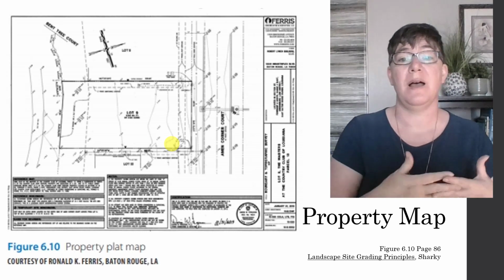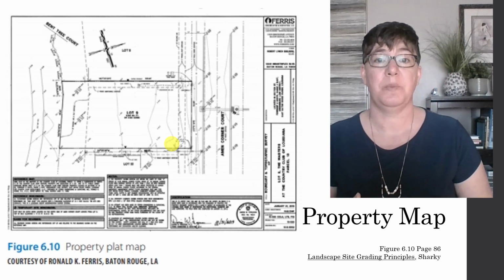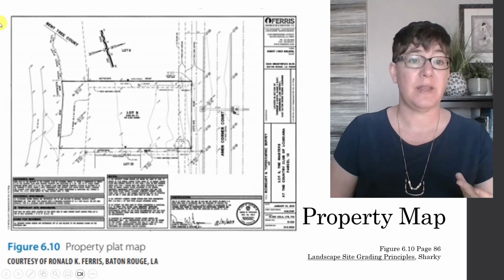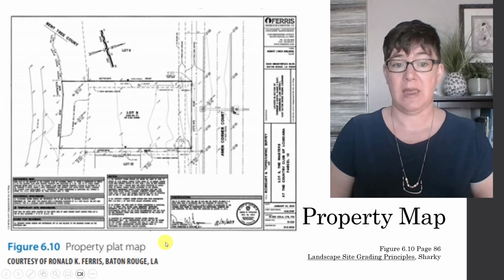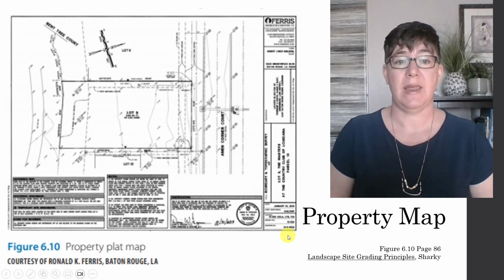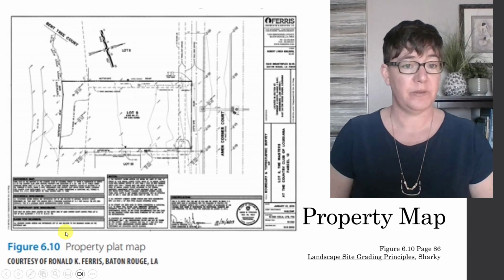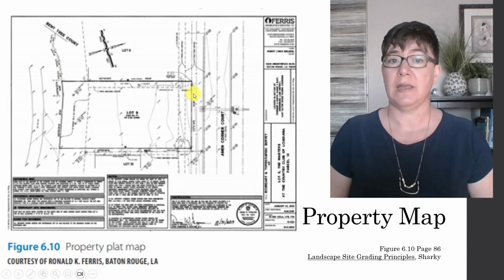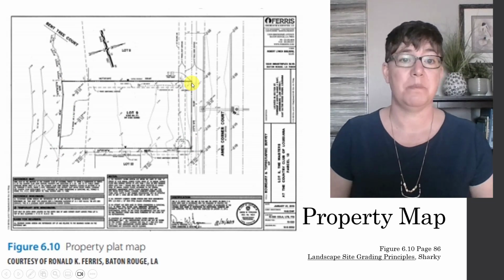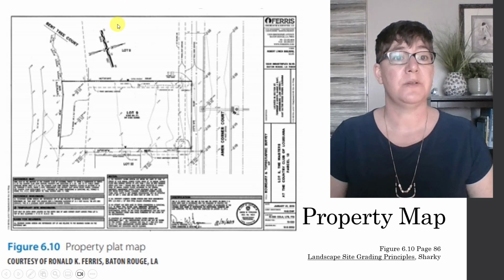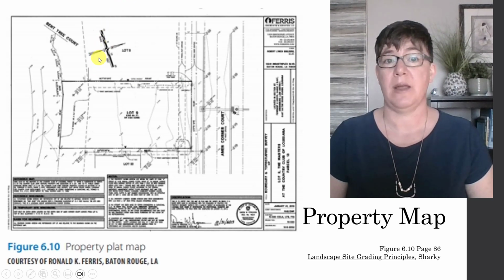Here's the example of a property map from your textbook. And I do apologize, it's very blurry, but at least you can see that there is a sheet of drawings. It's got a title block over here on the right-hand side. It's got some notes along the bottom. This dark line that you see right here is going to be the property boundaries, our property line. And we've also got a north arrow right here.